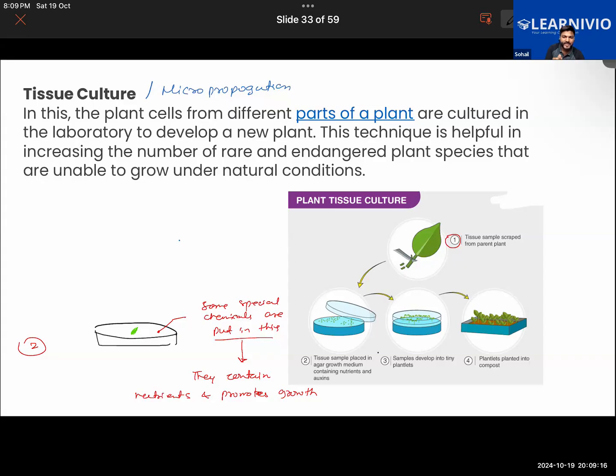Also, in this, are they growing under the natural conditions, or are we trying to mimic the natural conditions for the growth of this plant? No, it's being grown in a laboratory. So for what kind of plant will tissue culture be done? Those plants which are not able to grow properly under the natural habitats, or they are endangered species of plants.